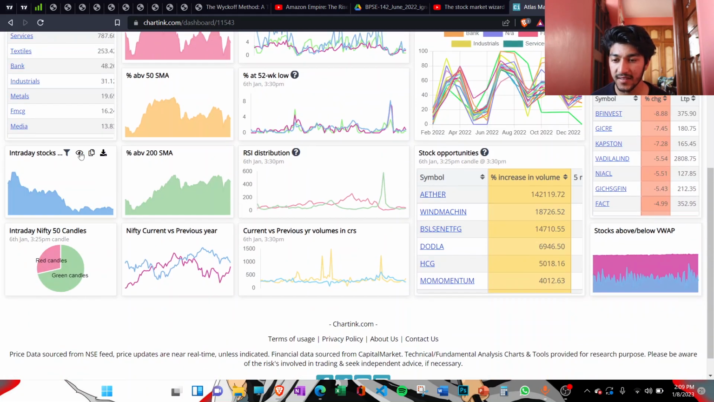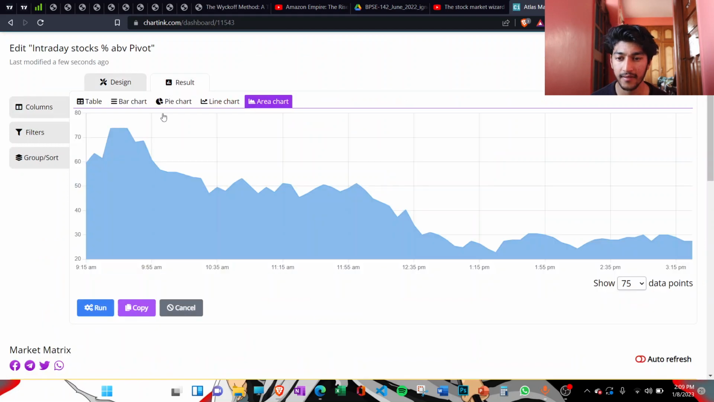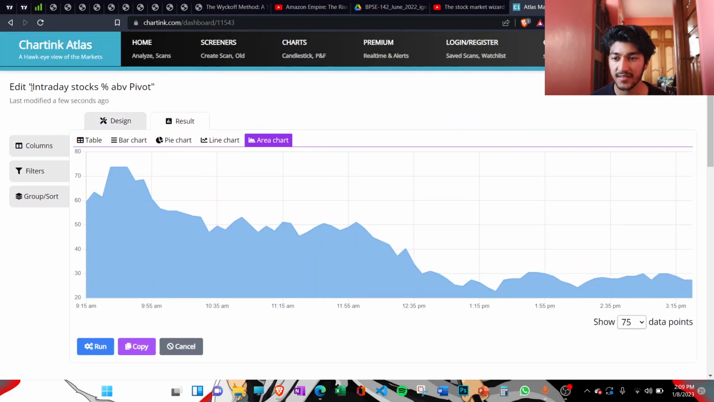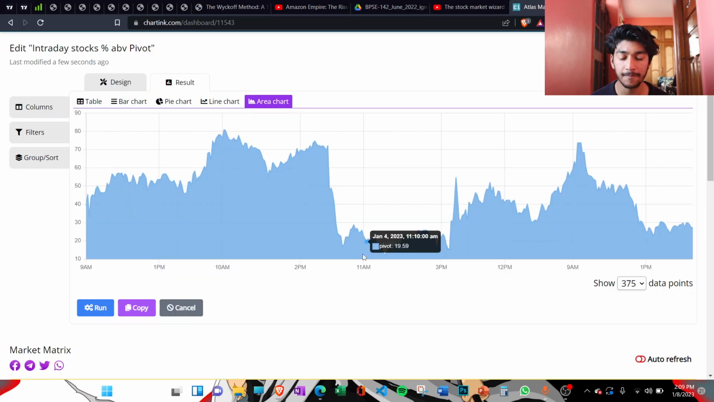This is the first useful tool that we have, that is intraday stocks above pivot point. It is also not that useful, but it will give you a rough idea. Change the data point to maximum, that is 375. So during the whole correction, whenever the market was not in a good structure and the stocks were not performing really well, maybe the Nifty was going up or the Bank Nifty was going up, so you think the market is going up, but it will give you an idea about the broader market.